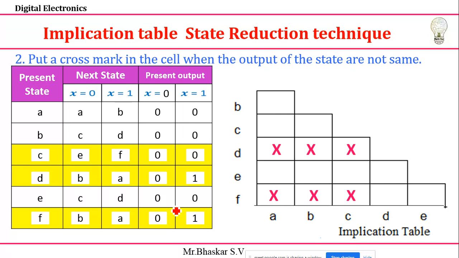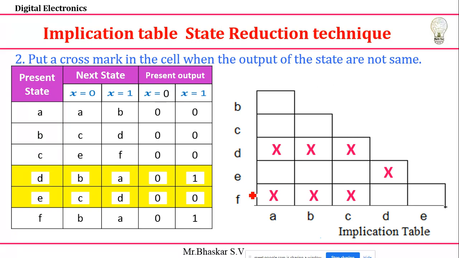Now D with respect to E and F. D outputs are 0 1, not the same. Which states are not the same between E and F? So this is what I'm telling. I have D having the value 0 1 and E it is 0 0. There is no relation between these two outputs. Then I'll make E my cross mark.